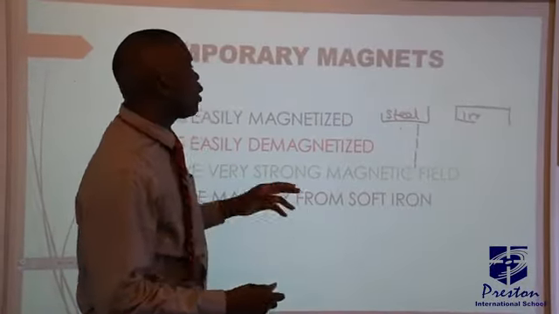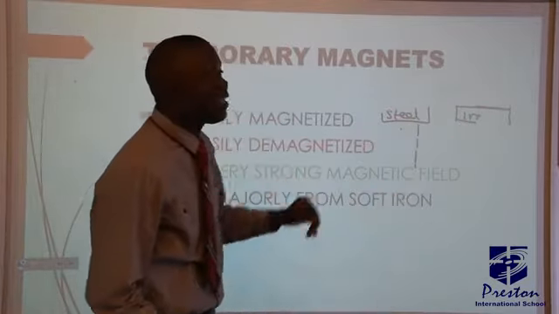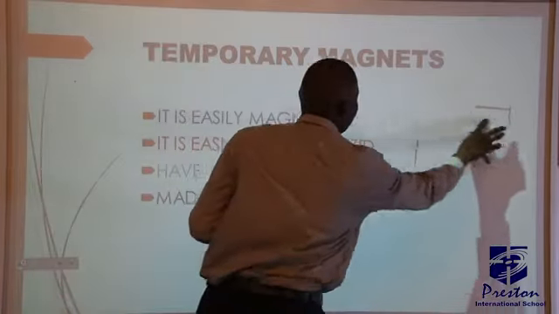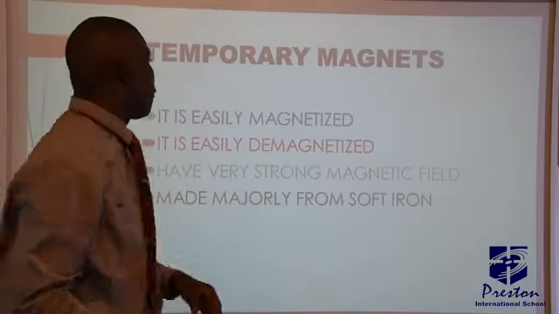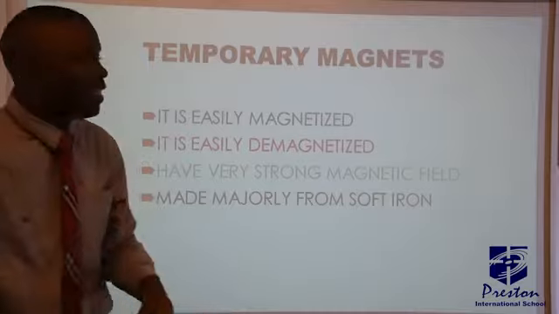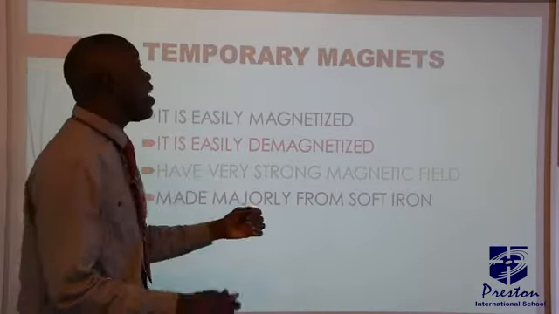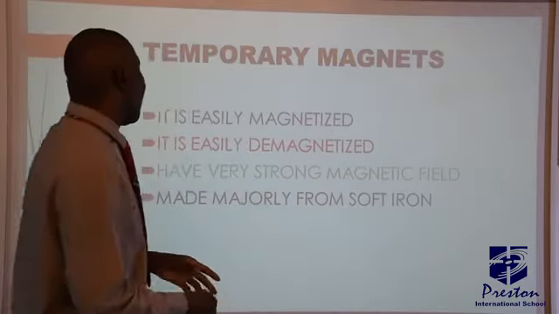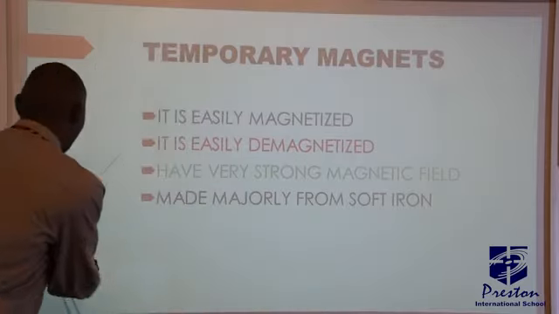Now, what we are trying to say is that the iron formed a temporary magnet and then the steel formed a permanent magnet. So, temporary magnet is that magnet that can easily lose its magnetism. First, it can be easily magnetized. It can also lose its magnetism. It can be easily demagnetized. And then it has very strong magnetic field. And then they are made majorly from soft iron.